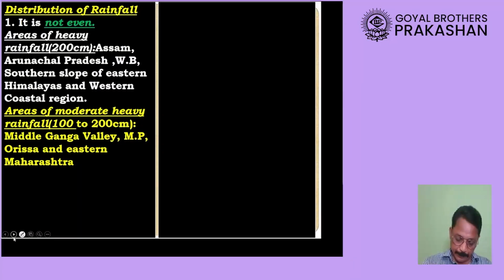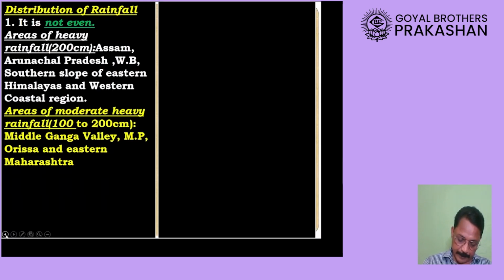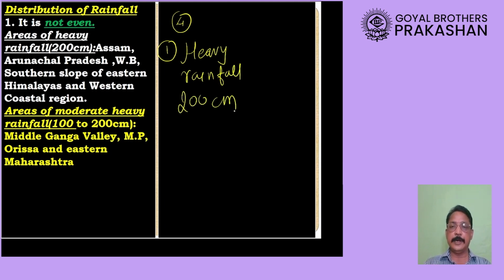Okay, now according to the distribution of rainfall in India we have 4 regions. Please understand that based on distribution of rainfall in India we have 4 regions. The region number 1 we call the region of heavy rainfall. When we say the word heavy rainfall, we mean rainfall more than 200 centimeter.